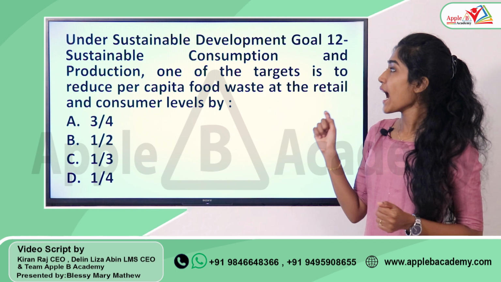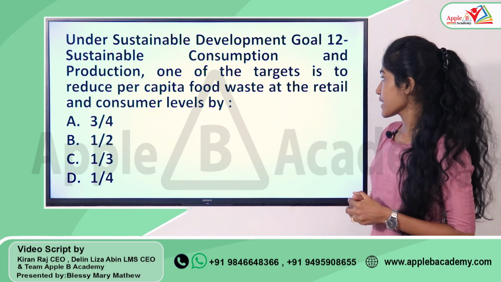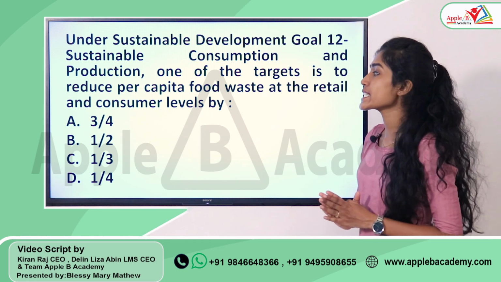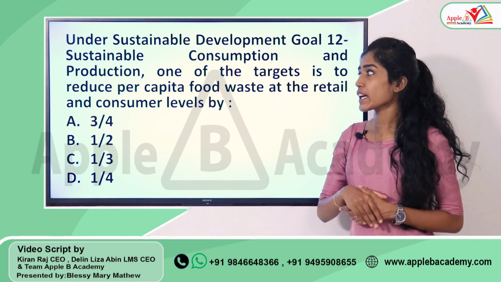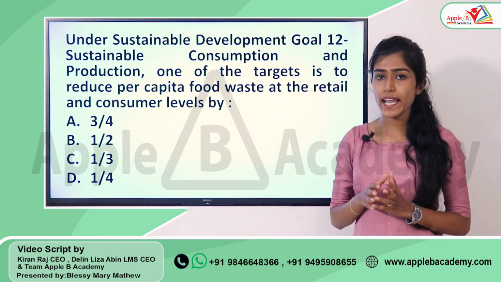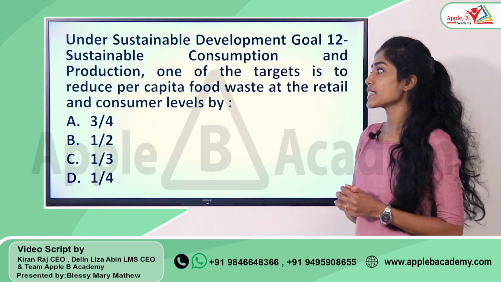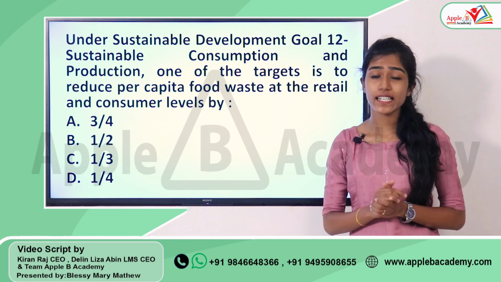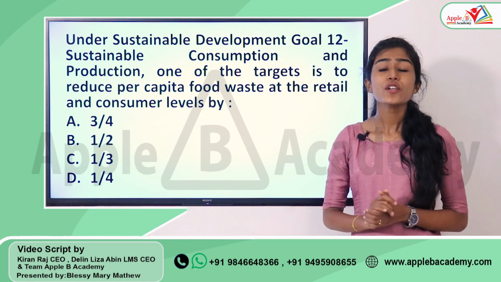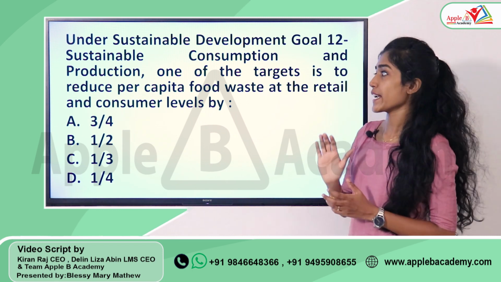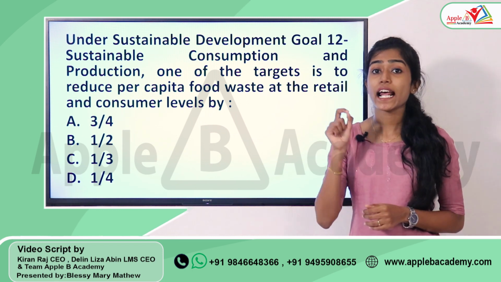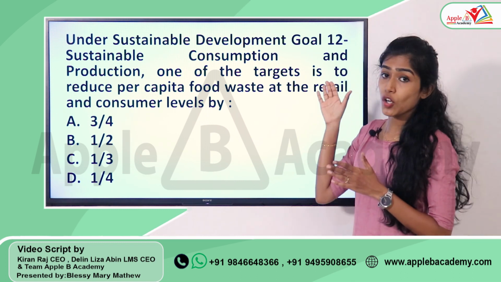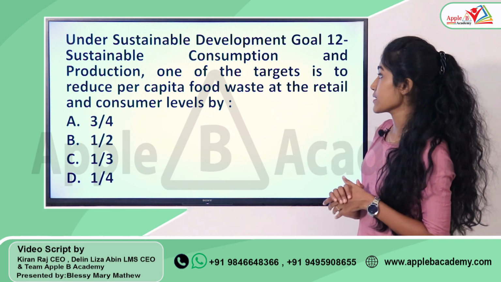Moving to the next question, under Sustainable Development Goal 12, Sustainable Consumption and Production, one of the targets is to reduce per capita food waste at the retail and consumer levels by. So basically, if you consider this question, as I have already mentioned, we have 17 different goals that are associated with Sustainable Development Goals, and also we have different targets that are associated with each of these goals as well. So if you consider this Goal 12, that is Sustainable Consumption and Production, there are 11 targets that are associated with this single goal.